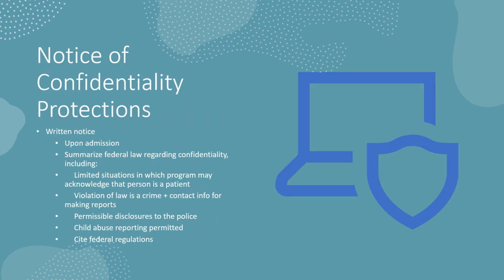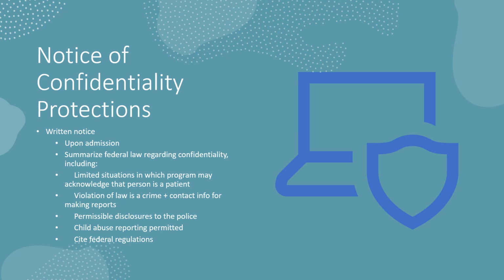We want to make sure that we're giving written notice upon admission. We want to summarize federal law regarding confidentiality, and that's going to include the limited situations in which we acknowledge that the person is even a patient. We need to let them know that a violation of the law is a crime and give the contact info for making reports to that.